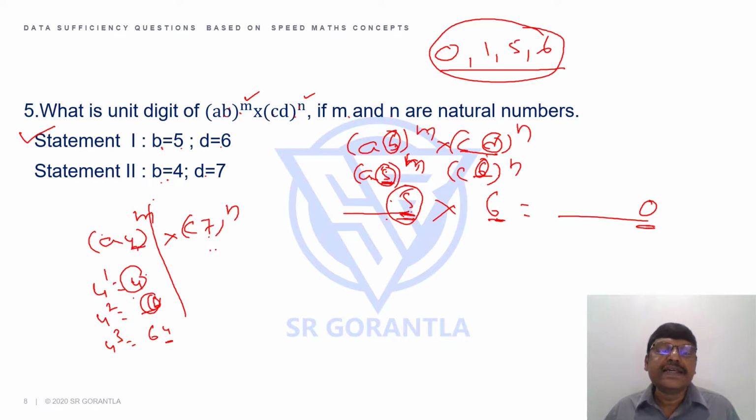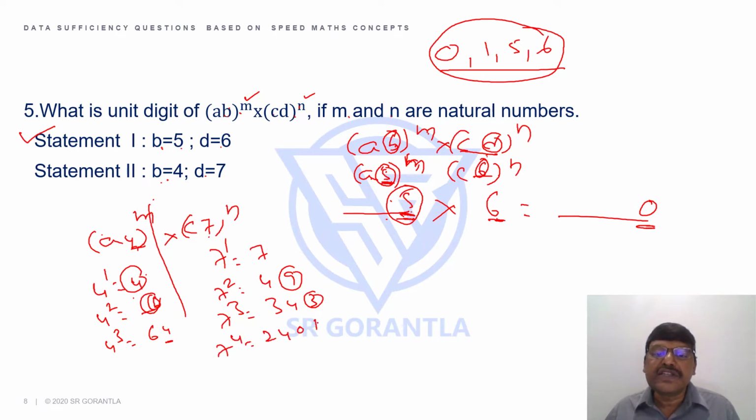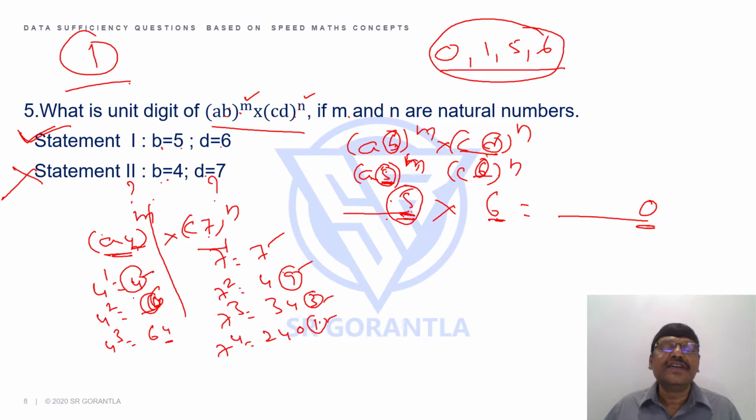What about 7? 7 power 1 is 7. 7 square is 49, unit place is 9. I'm asking about the unit digit, please. 7 cube is 343, unit place is 3. 7 power 4 is 2401, unit place is 1. See, there are so many answers. So can I identify the unit digit of this? No, because it can be 4 or 6. Can I identify the unit place of this? No, it can be 7, 9, 3, or 1. If I don't know the unit place of the first one and the second one, I can't say what unit digit the product will have. Hence, the second statement is not sufficient. Only the first statement, students. My answer is choice 1.